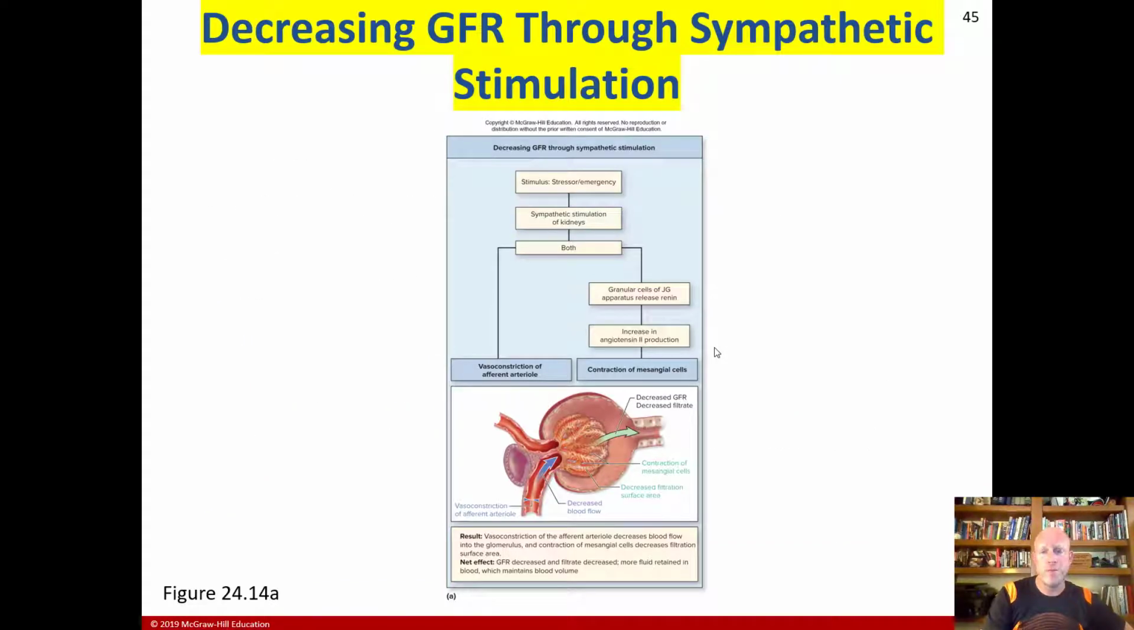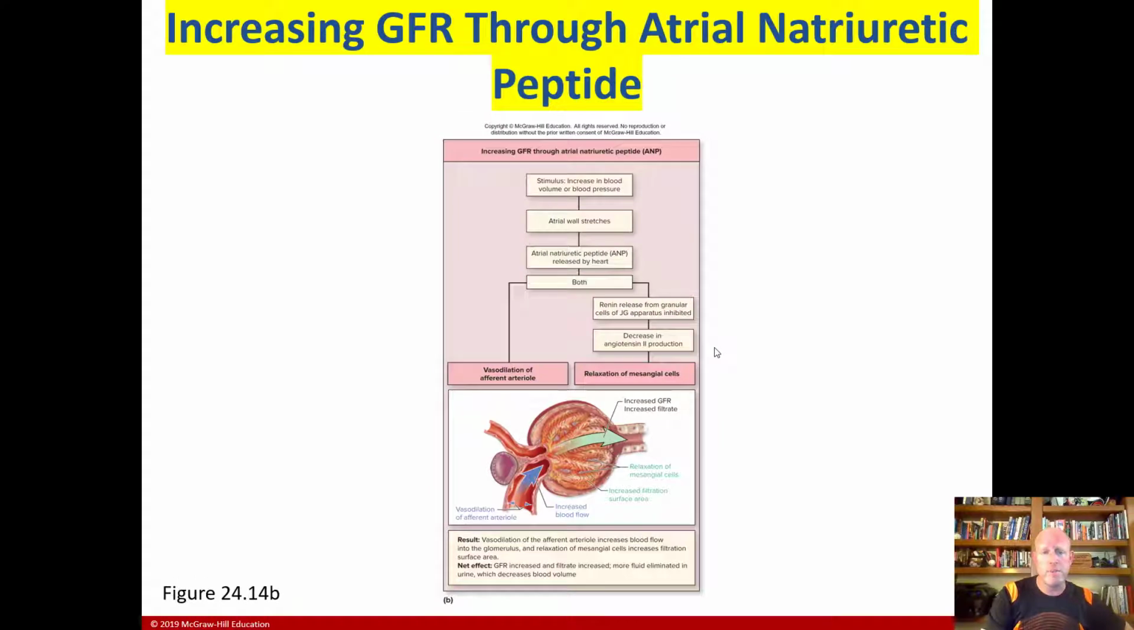And as far as decreasing GFR through sympathetic stimulation, make sure you know specifically the roles in terms of what's happening with vasoconstriction of the afferent arterioles, what's happening when GFR decreases, and how filtrate decreases with more fluid retained in the blood, and how it's a maintenance of blood volume. These different diagrams are not specifically on your exam, but the content is related to at least 2 or 3 different questions on your 50-question exam.